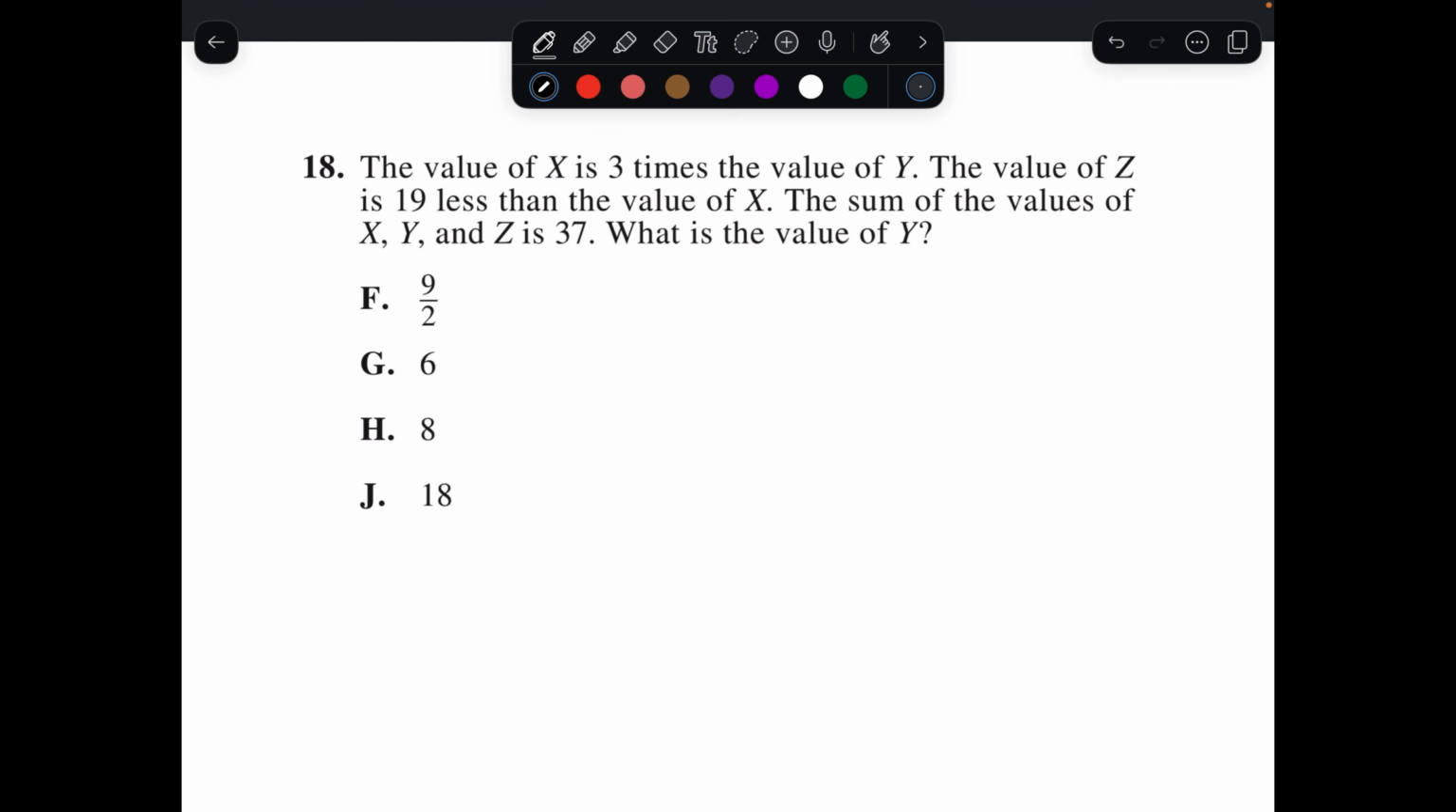Question 18 says the value of x is 3 times the value of y. The value of z is 19 less than the value of x, and the sum of the values of x, y, and z is 37. What is the value of y?